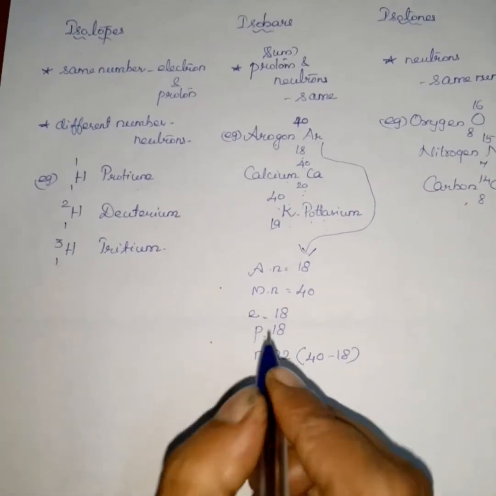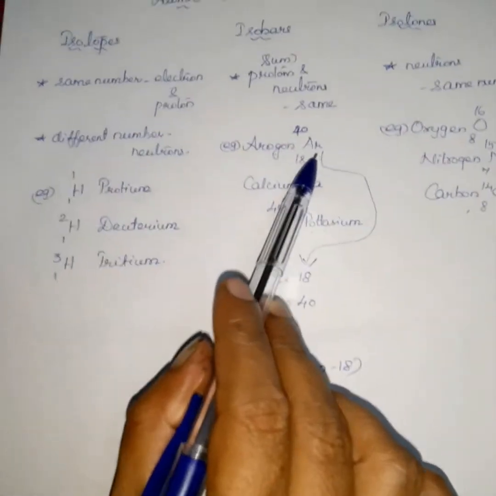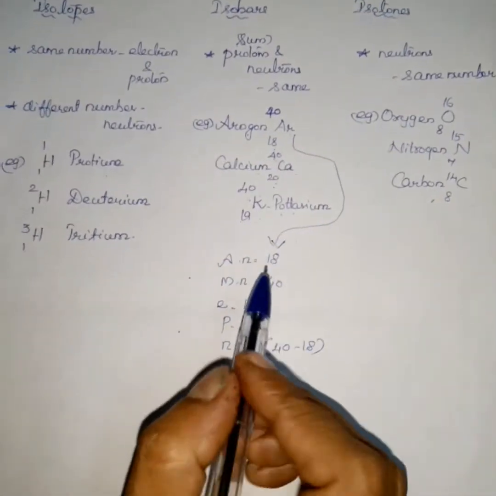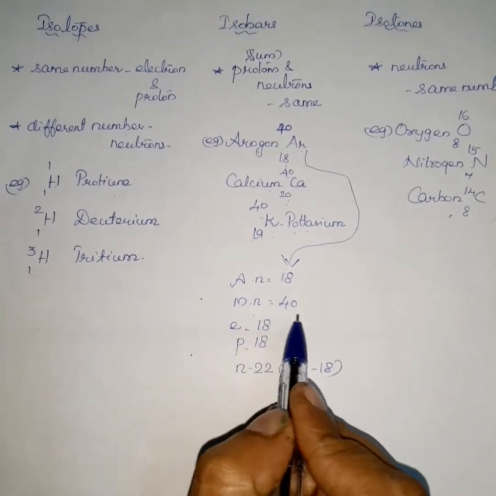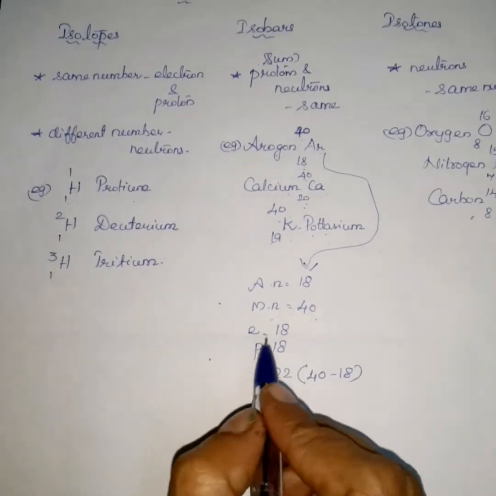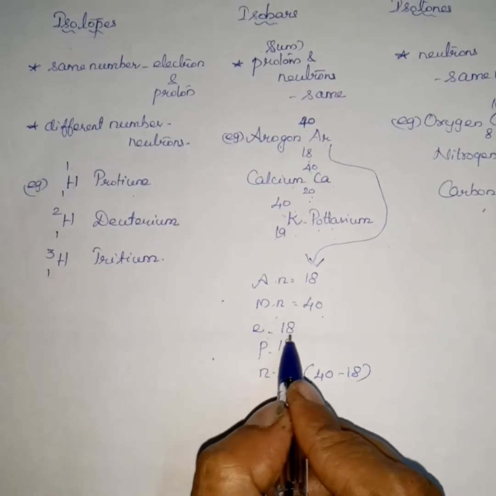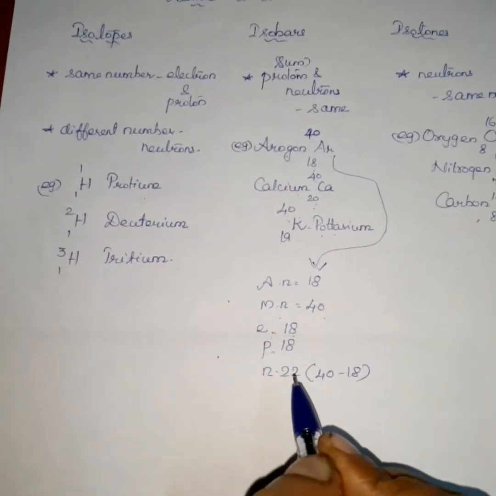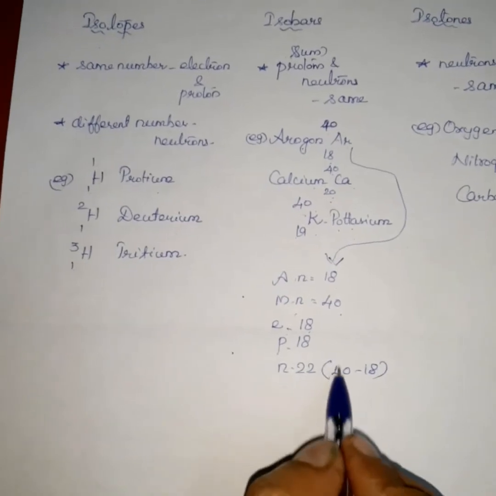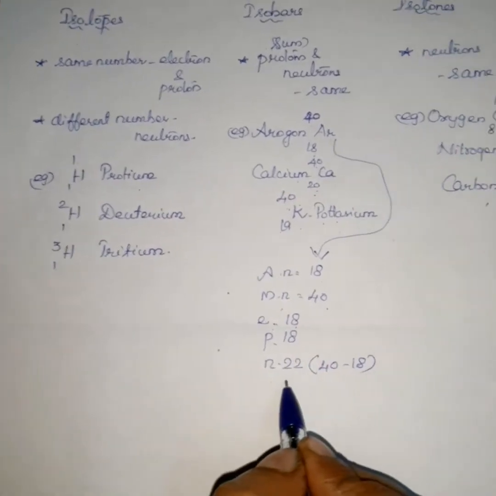Once again, listen. Argon 18-40. Here the atomic number is 18 and the mass number is 40. Here how many electrons are there? 18 electrons and 18 protons are there. How many neutrons? 40 minus 18 is equal to 22.